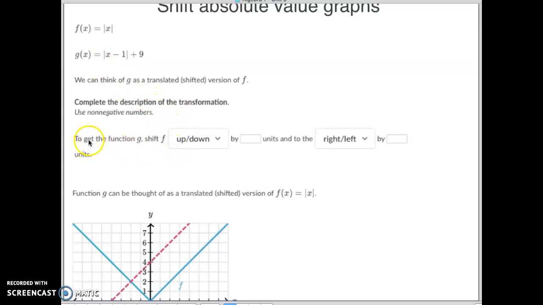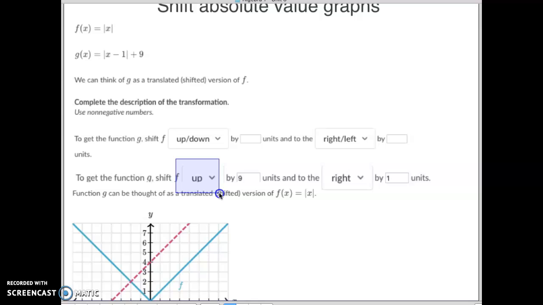So with that being said, here's what we've got. To get the function g, shift the f value up or down. Well, this right here, because it's positive, tells you to shift it up. We're going to shift it up by 9 units. Whatever this number is, that's how much you shift it up by. Then, how do we cancel out the -1? You need to shift it to a +1. Positive numbers go to the right, so we are going to shift to the right 1. Left would be negative, right is positive. Up is positive, down is negative. Hopefully that makes sense. Next one.